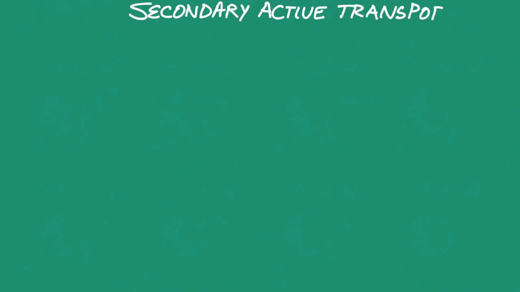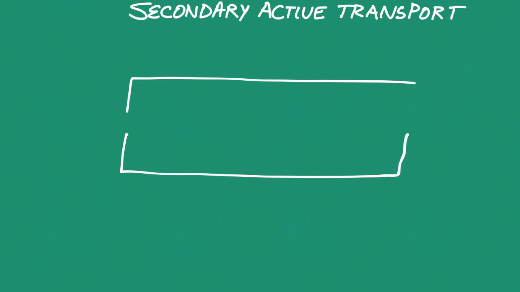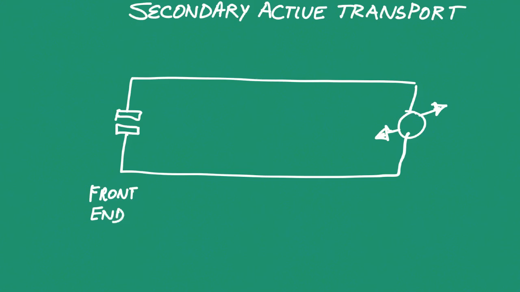Let's take a close look at secondary active transport. Secondary active transport takes place in many cells in the body. For our purposes, we'll take the example of the cells lining the small intestine. If you remember, the cells lining the small intestine are made up of simple columnar epithelial cells. They are long cells, which means they have a front end and a back end of the cell. And these two ends are quite different. So there's the front end. It appears to have a channel, and the back end has a protein pump.